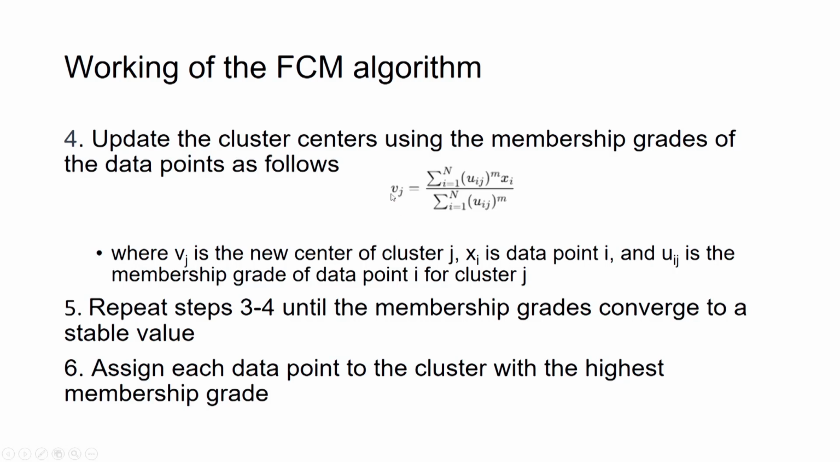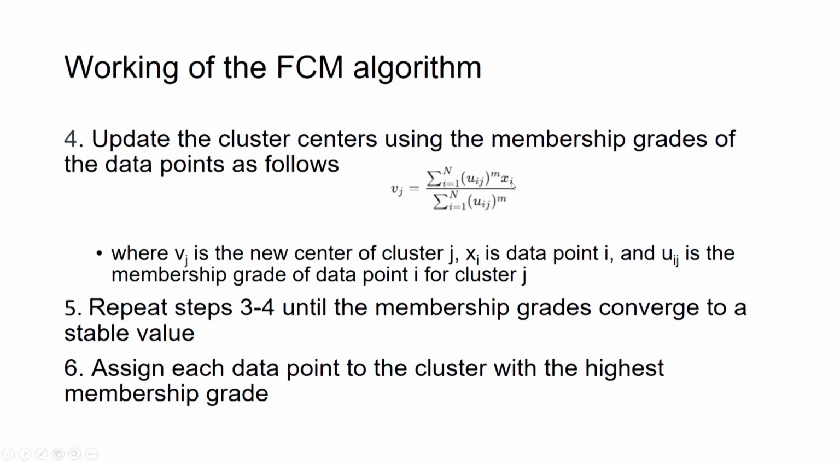So, Vj, how are we calculating the center of the jth cluster? It is equal to the summation of Uij to the power m times xi, upon the summation of Uij to the power m. So, what is Uij? This is for all i. If there are n data points, for every data point we multiply that data point value with the membership of that data point for this jth cluster to the power m. Then we take the summation over all instances.